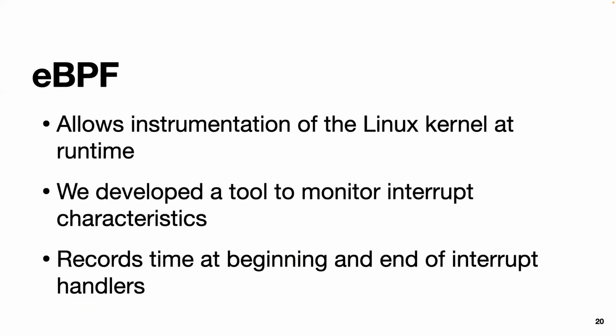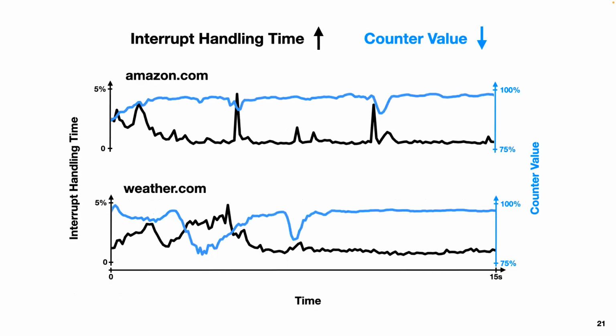So to take this analysis a bit further, we're going to use eBPF, which is a tool that allows instrumentation of the Linux kernel at runtime. We use eBPF to develop a tool that can monitor characteristics of interrupts. We inserted probes that record the time at the start and end of each interrupt handler. We can then correspond this with the timestamps measured by the attacker to see whether those attacker gaps correspond with interrupt handler times.